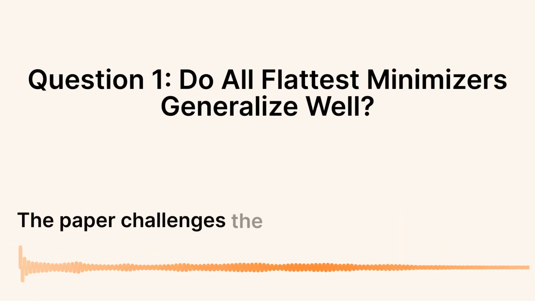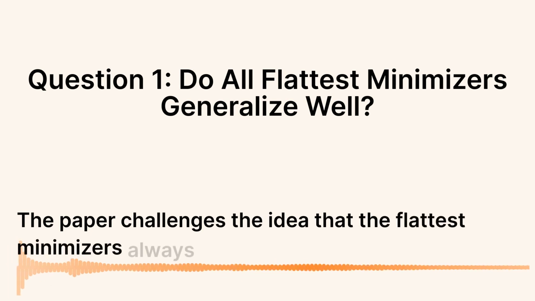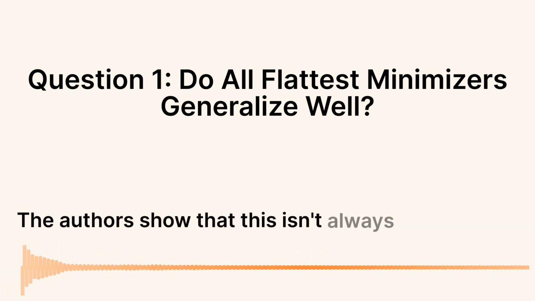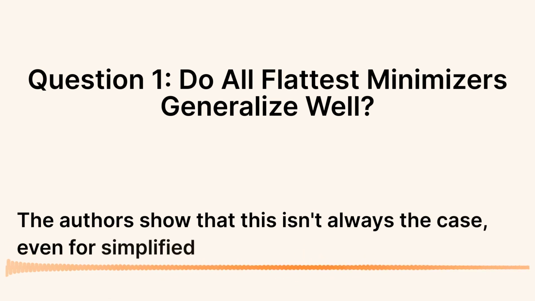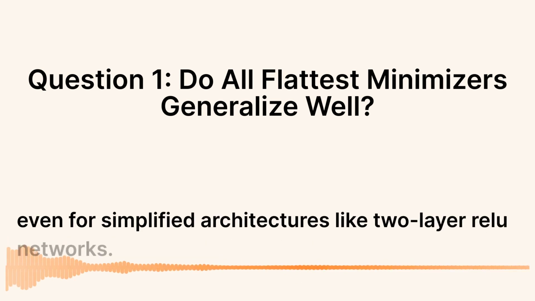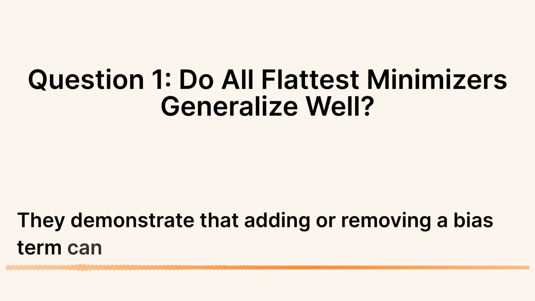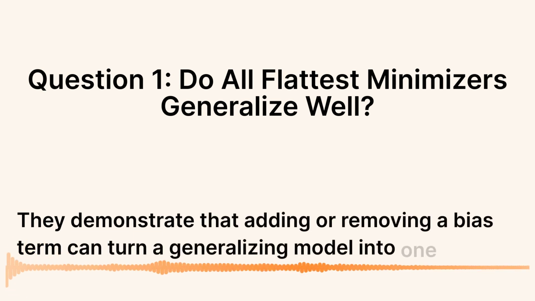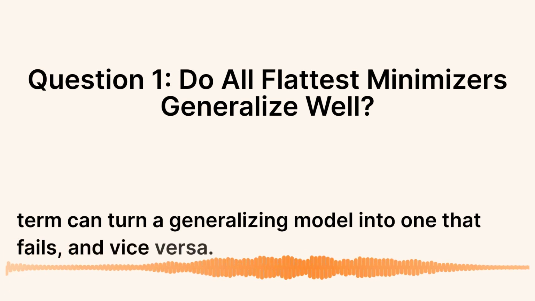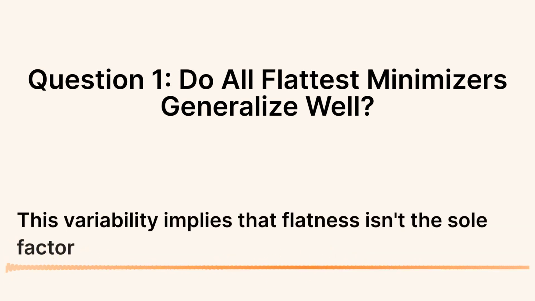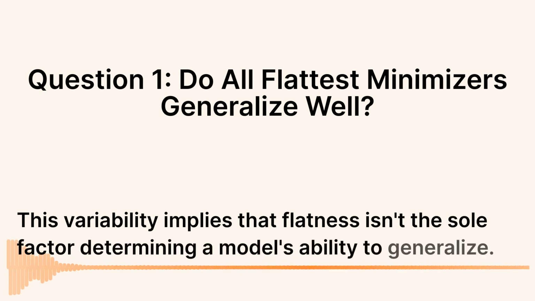The paper challenges the idea that the flattest minimizers always generalize well. The authors show that this isn't always the case, even for simplified architectures like two-layer ReLU networks. They demonstrate that adding or removing a bias term can turn a generalizing model into one that fails, and vice versa. This variability implies that flatness isn't the sole factor determining a model's ability to generalize.